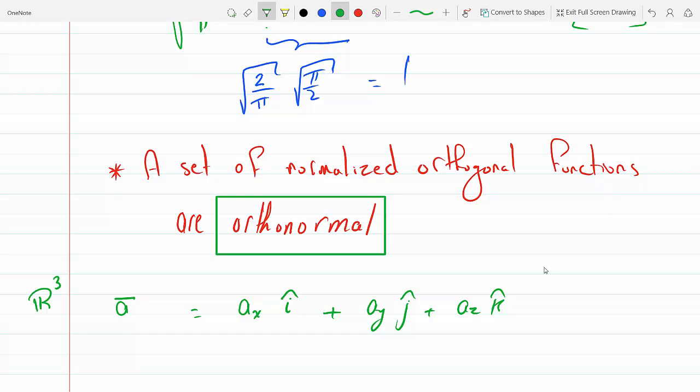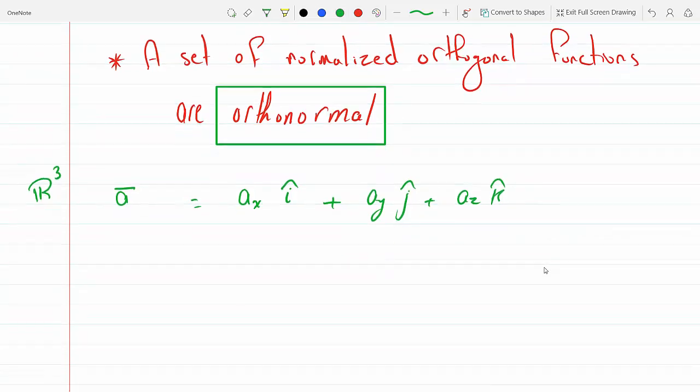Okay, so you can juxtapose this on functions. So if the elements of your vector space are functions, then you can use the orthonormal sets of functions or subsets of these functions as the basis vectors of the space. Okay, so an example of that.